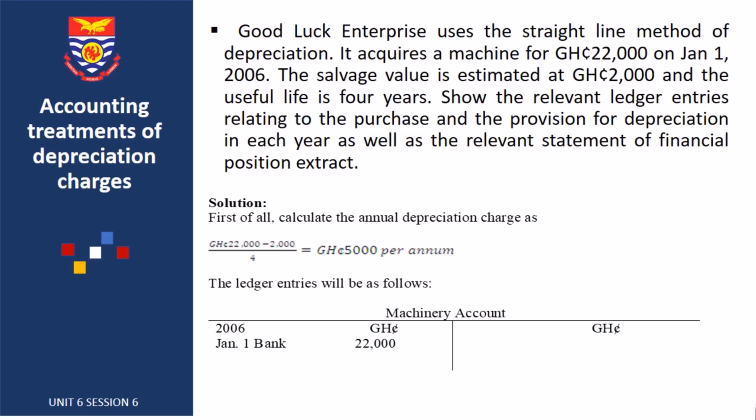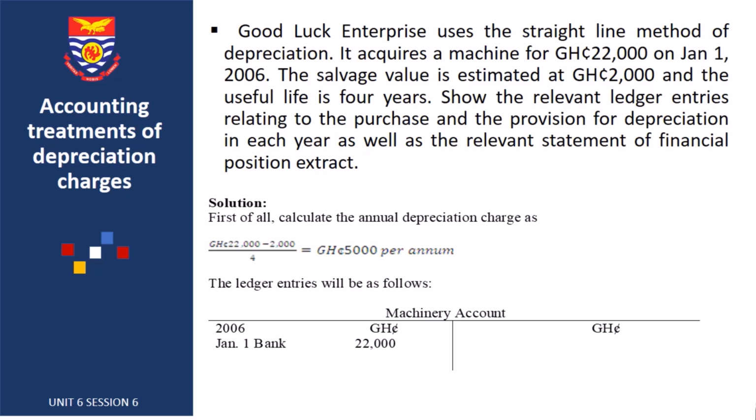Now let's look at some examples with regards to the treatment of depreciation charges. We have already done how to use the straight line, reducing balance, and the sum of years digit methods to compute depreciation charges. Now let's look at some entries when it comes to depreciation charges. Let's look at this example.